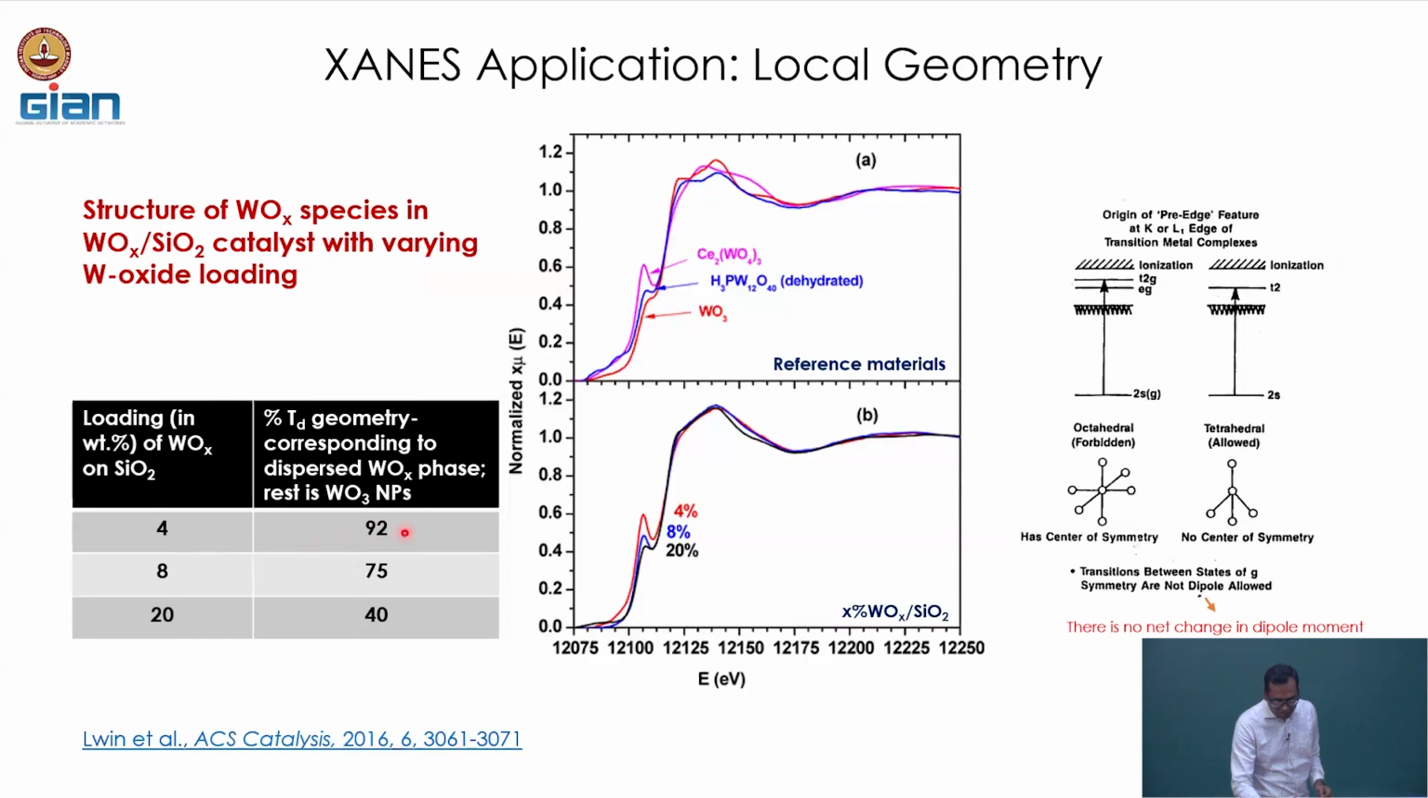here. For the 4 wt% sample, I have 92% of WO4 species present. For the 20 wt% sample, now the percentage of WO4 is really low, which is 40, and the remaining 60 corresponds to the octahedral state.